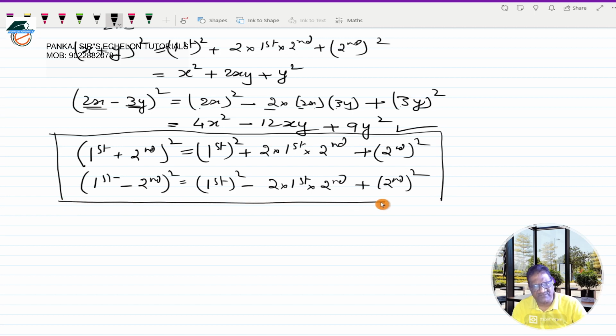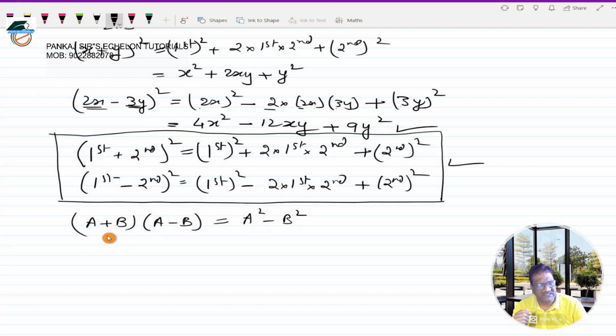So this is a very general way of remembering how to find the binomial expansion when the power is 2. In general, (x plus y) the whole square and (x minus y) the whole square can be found with this formula. And the third identity was (a plus b) into (a minus b). The answer was a square minus b square. So all you have to remember is that these two binomials will have the first and the second element same. That is the important point to be remembered.